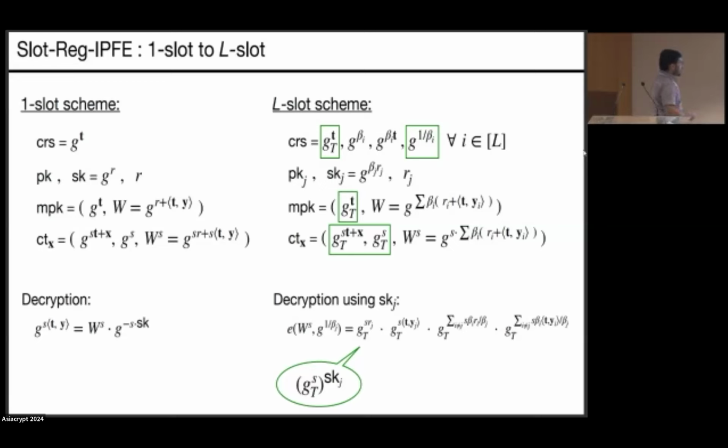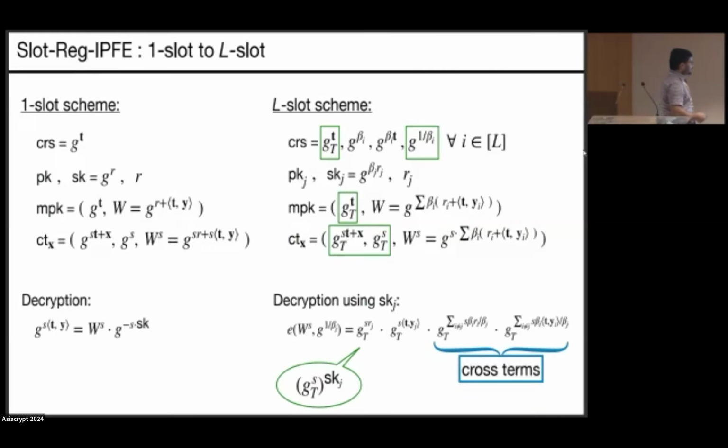That means the first component can be computed as g_t to the power s times the secret key of the user. However, since we have introduced 1 by beta_j into the CRS, we will get components like beta_i by beta_j in the exponent. These are the cross terms where i is not equal to j. So now we have to remove the cross terms to get the actual masking term, which is g_t to the power s times the inner product of t and y_j.